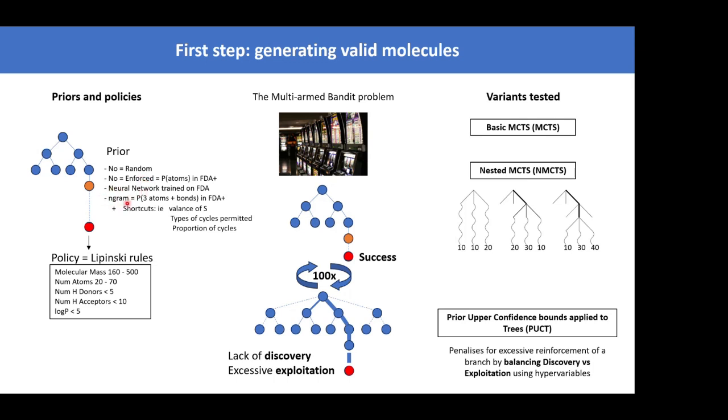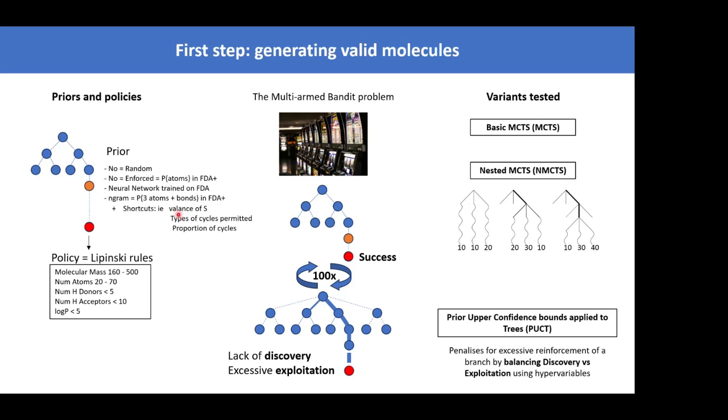And something else that we came up with was to use what is called n-gram. What you're using here is the probability of 3 atoms occurring one after the other together with the bonds. So double bonds, triple bonds, single bonds. And again, we looked at the FDA compounds plus other drug molecules in clinical trials at the moment and learned from that the probability of these three atoms occurring together.